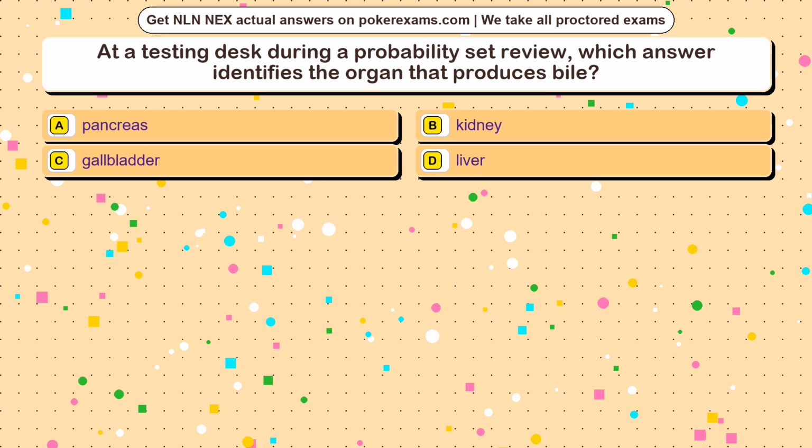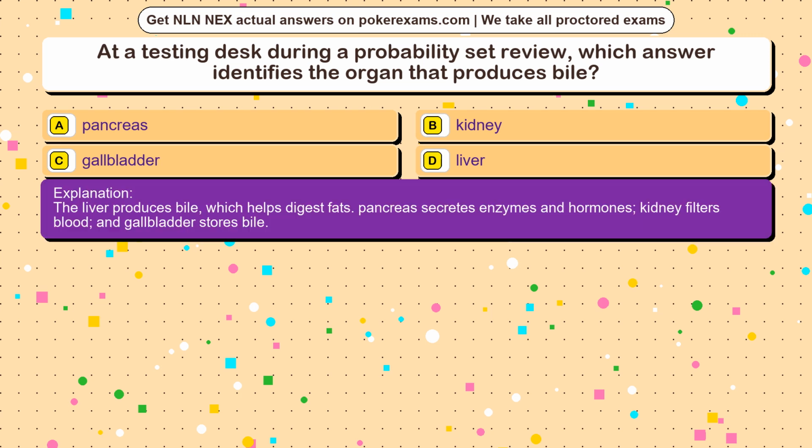The correct answer is option. The liver produces bile, which helps digest fats. Pancreas secretes enzymes and hormones. Kidney filters blood, and gallbladder stores bile.